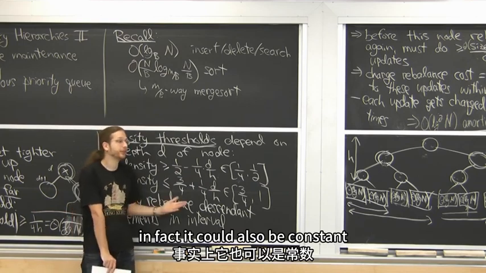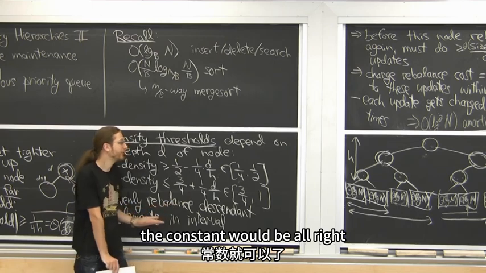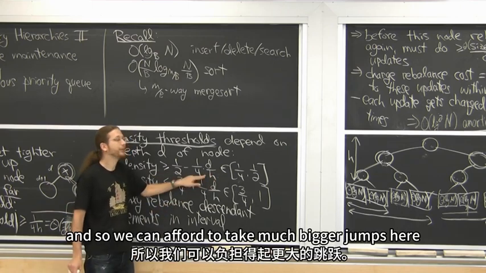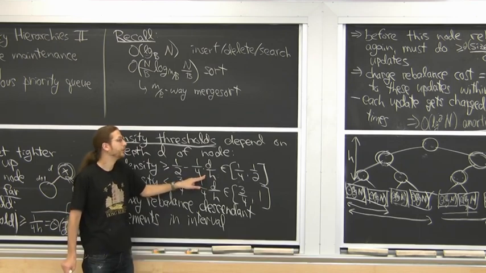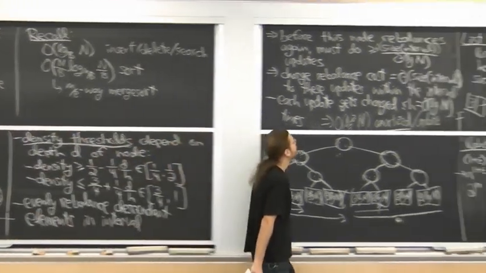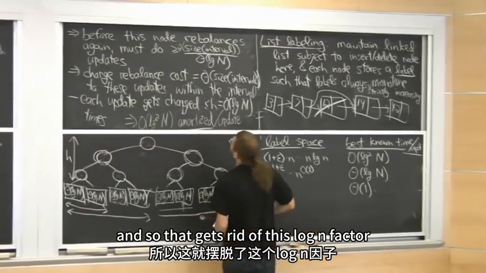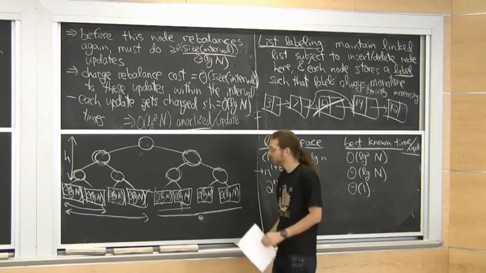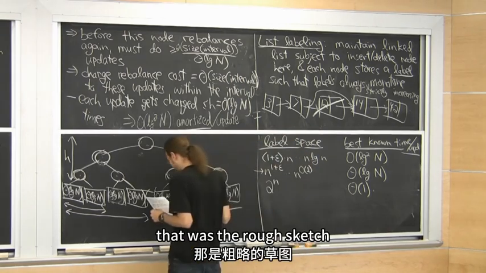It could also be constant. Constant would be all right. So we've got a big spread there from 1 over n to constant, and so we can afford to take much bigger jumps here of like 1 over n. And so that gets rid of this log n factor, essentially. That was the rough sketch.